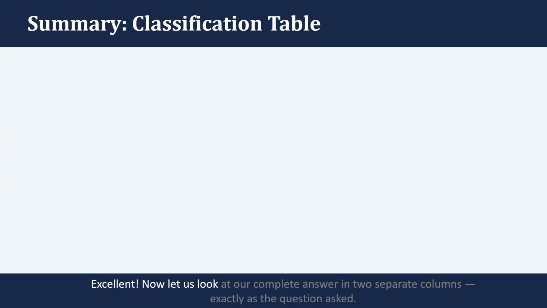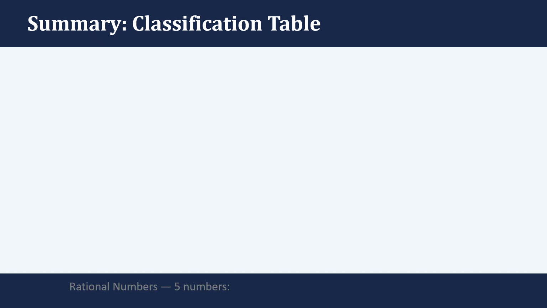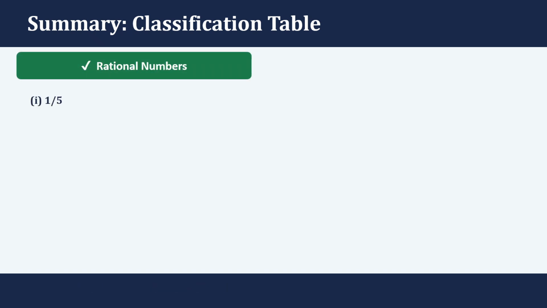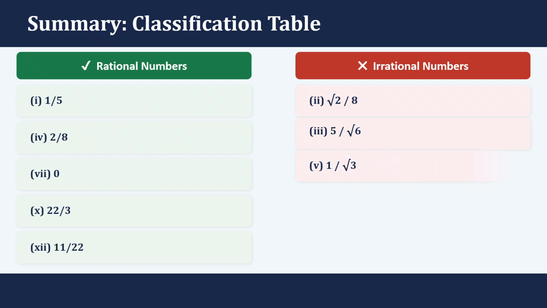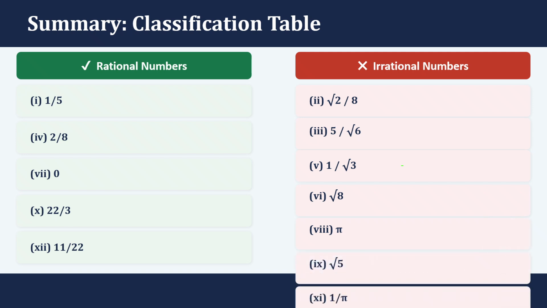Excellent! Now let us look at our complete answer in two separate columns, exactly as the question asked. Rational numbers, 5 numbers: 1, 1 over 5, 4, 2 over 8, 7, 0, 10, 22 over 3, and 12, 11 over 22. Irrational numbers, 7 numbers: 2, root 2 over 8, 3, 5 over root 6, 5, 1 over root 3, 6, root 8, 8, pi, 9, root 5, and 11, 1 over pi.